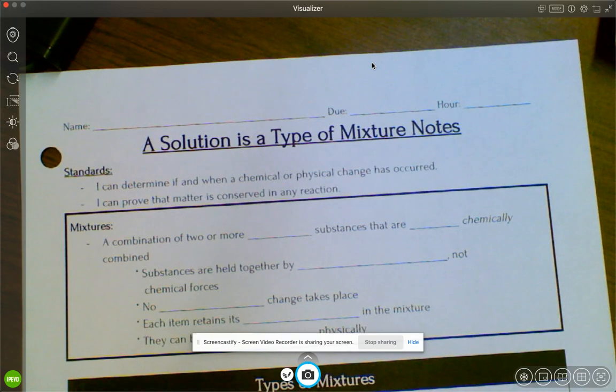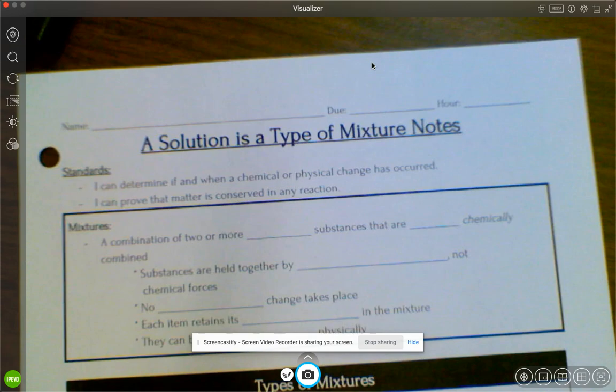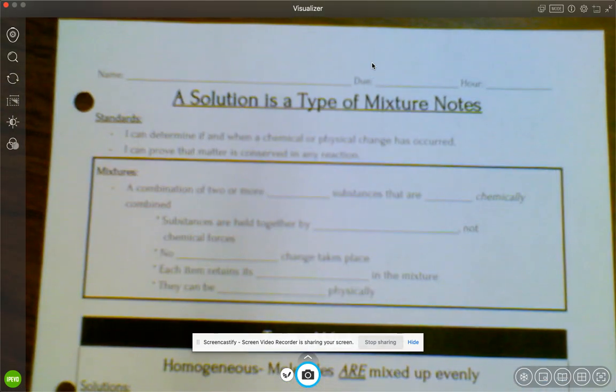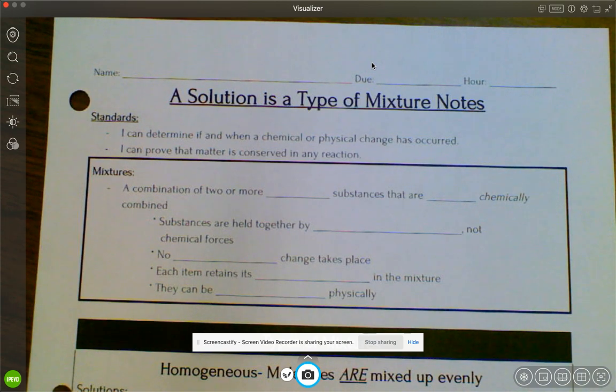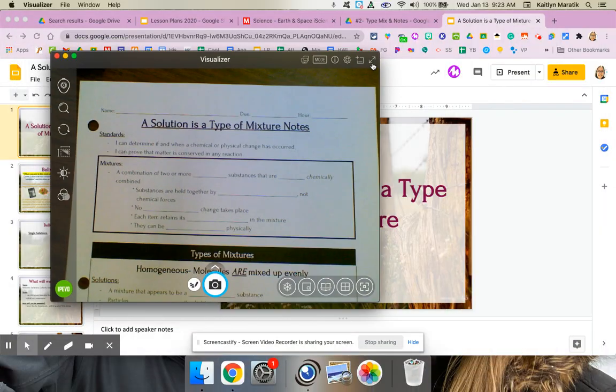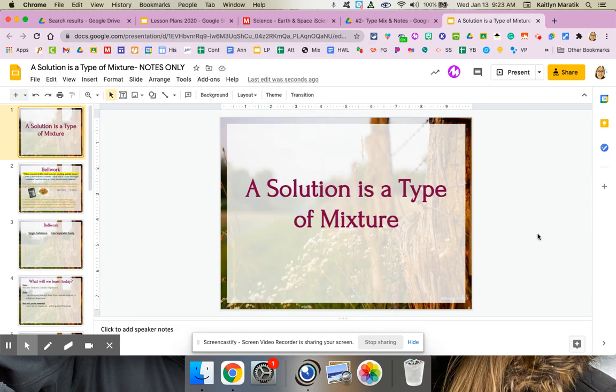Hello, everybody. Today we are working on the notes "A solution is a type of mixture." What we're trying to get at in this unit is continuing to look at determining if and when a chemical or physical change has occurred and prove that matter is conserved in any reaction. This is going to go along with a slideshow that we have here. I just wanted to get you started a little bit, and on the back, there are some that are a little bit tricky that are kind of the wrap up.